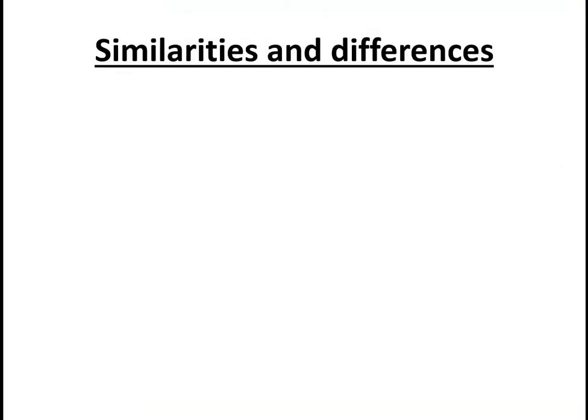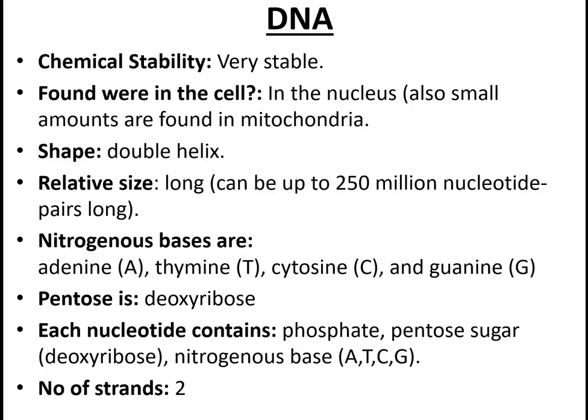So we want to look now at the similarities and differences between the 3 types. So DNA, because it's got the double helical structure which protects the bases, it's a very stable structure. It's found in the nucleus, but small amounts are also found in mitochondria. Its shape is double helix. Its size is relatively long. It can be up to 250 million nucleotide pairs long.